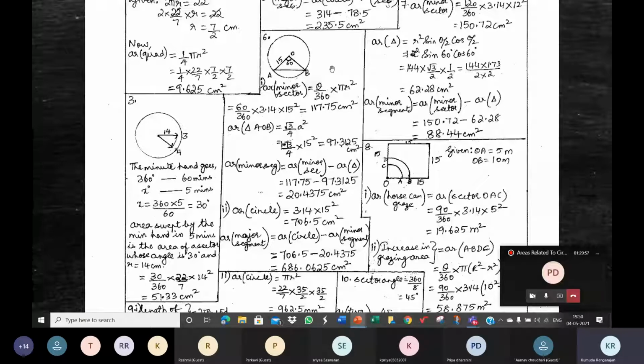You will draw the chord, right? You will draw a chord like this and then the arc. This is the chord and this is the arc. That's the major segment. The major segment is made up of the area of the triangle and the area of the major sector.